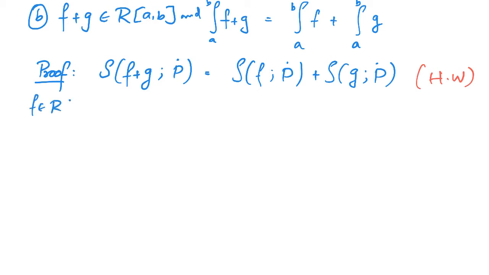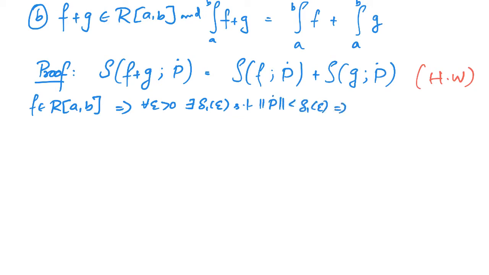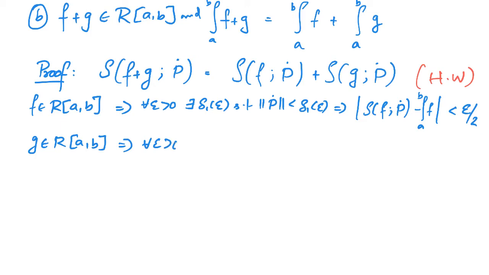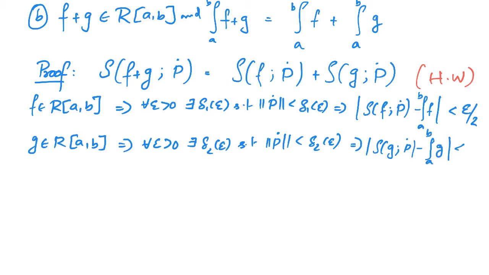So f is Riemann integrable implies that for every epsilon greater than 0, there exists a delta 1 of epsilon such that norm of P dot is less than delta 1 of epsilon implies that mod of S of f P dot minus integral a to b of f is less than epsilon by 2. Similarly, g belongs to R of [a,b] implies that for every epsilon greater than 0, there exists a delta 2 of epsilon such that norm of P dot is less than delta 2 of epsilon implies that mod of S of g P dot minus integral a to b of g is less than epsilon by 2.